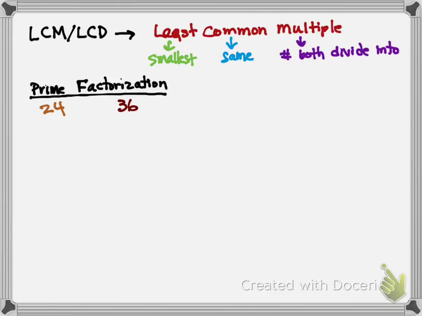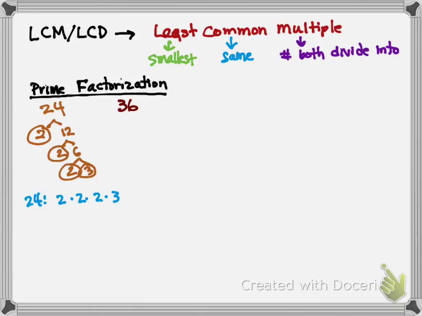Change up just a wee bit on the color there. And I'm going to do prime factorization. So I'm going to do 2 and 12 this time. 2 is prime. I'm going to do 2 and 6. 2 is prime. 2 times 3. 2 is prime. So for 24, I have 2 times 2 times 2 times 3.